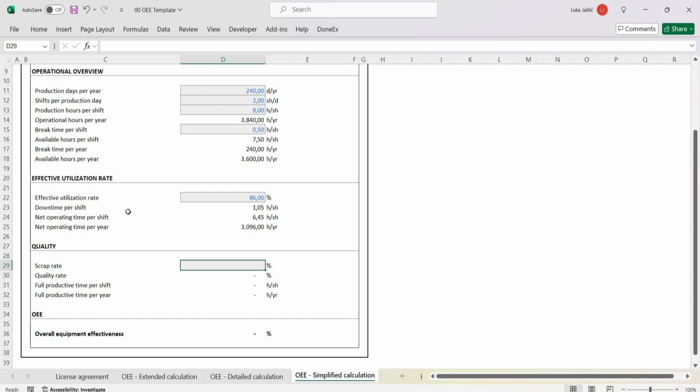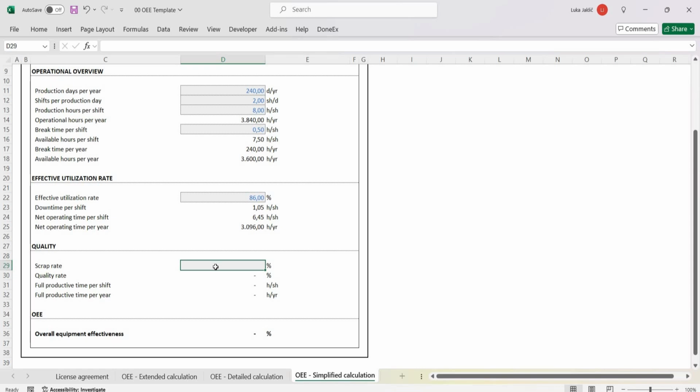The downtime per shift, which includes both planned and unplanned downtimes, is 1.05 hours. Consequently, the net operating time per shift is 6.45 hours. Annually, this results in a total net operating time of 3,096 hours. The effective utilization rate of 86% reflects the proportion of net operating time that the equipment is effectively used.